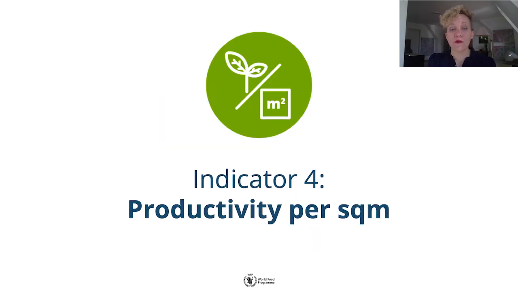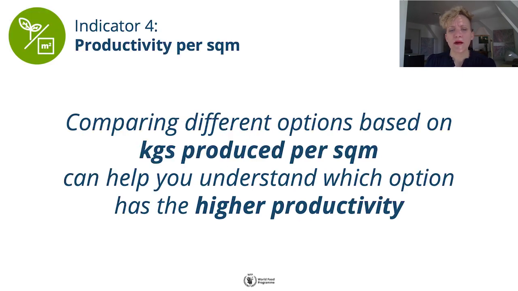Let's look at indicator 4, productivity per square meter. This is fairly simple. Comparing different options based on kilograms produced per square meter can help you understand which option has the higher productivity. This can be especially helpful in the decision making when comparing different hydroponic systems or setups.